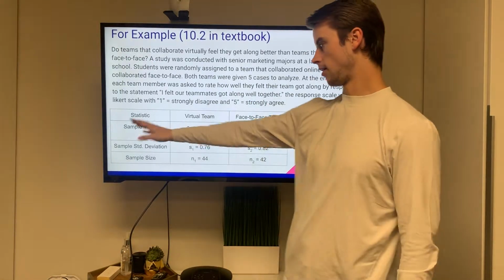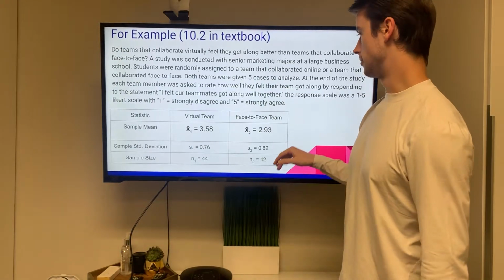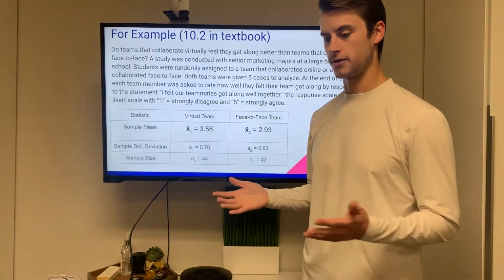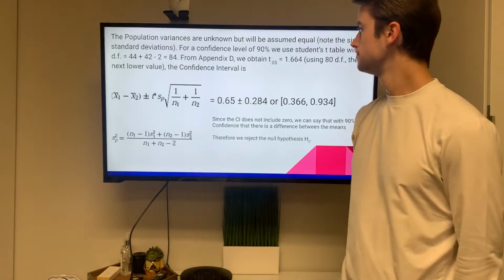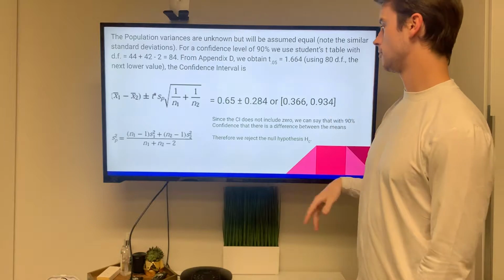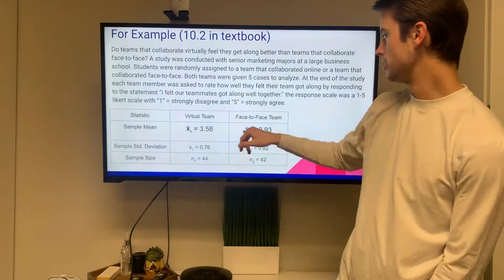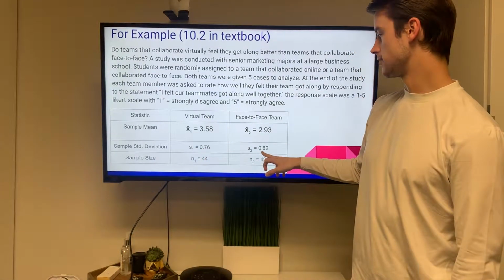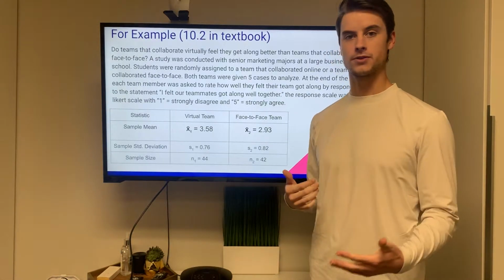So I wrote down all of our sample mean, sample standard deviation, sample size, all that stuff. So we have all of our data. Now it's time to find our interval and all that, okay? So in this case, the population variances are unknown, but they're assumed equal. And again, note the similar standard deviations. If I go back a slide, you can notice that our first sample standard deviation is 0.76. Our second standard deviation is 0.82. I would consider that pretty similar, okay? So we want to assume that they're equal.